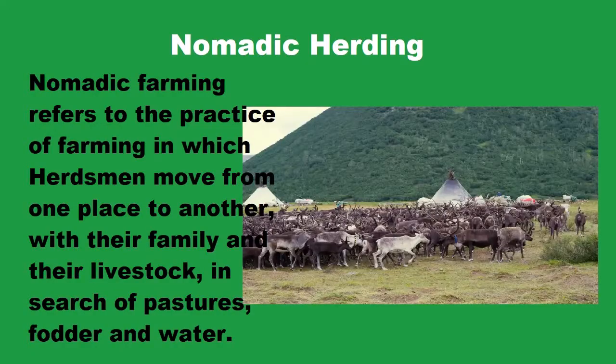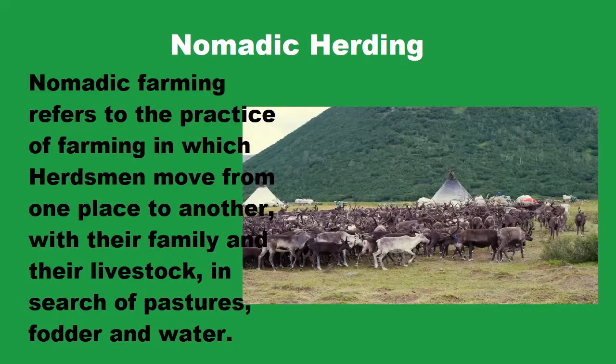Nomadic farming refers to the practice of farming in which herdsmen move from one place to another with their family and their livestock in search of pastures, fodder, and water. The seasonal migration of the herders along with their cattle is called transhumance.